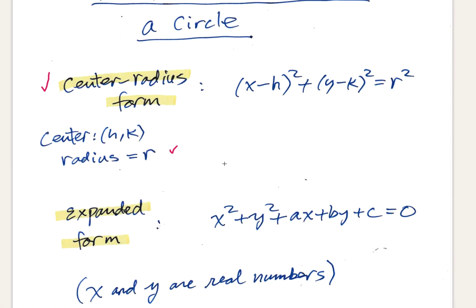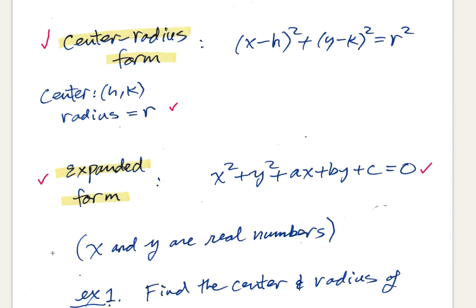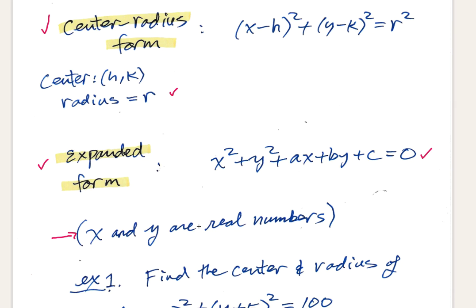Then we had a second form called expanded form, or that I called expanded form: x^2 + y^2 + ax + by + c = 0, where a, b, and c are constants. In fact, they're real constants. And I do want to throw this in this time. For the equations here, x and y are restricted to real numbers only, not complex numbers, real numbers with zero imaginary part.